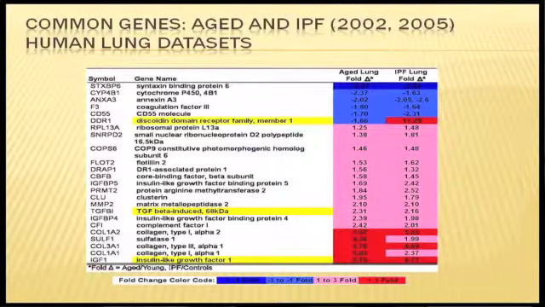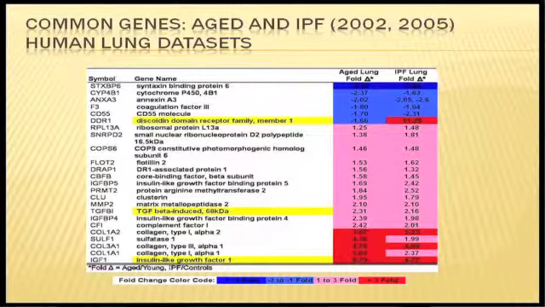And these are all the genes that were common to both array studies, differentially expressed in both array studies. Here's aged lung in this column and IPF lung in this column. Or if we look at TGF-beta, this is TGF-beta induced. So this is a gene that's induced by this growth factor. And you can see the fold changes are almost the same.